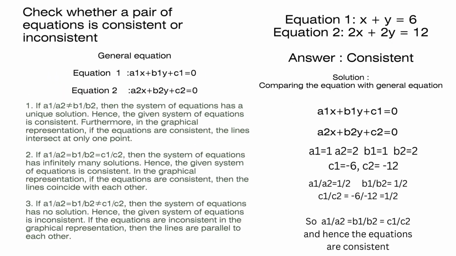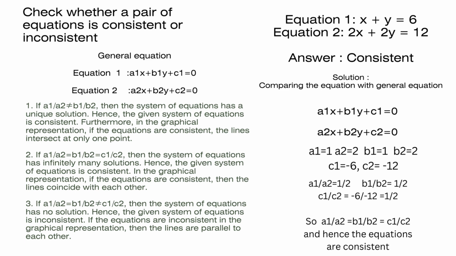Check whether a pair of equations is consistent or inconsistent. General equation: a1x plus b1y plus c1 equals 0, a2x plus b2y plus c2 equals 0. 1. If a1 divided by a2 is not equal to b1 divided by b2, then the system of equations has a unique solution. Hence, the given system of equations is consistent. Furthermore, in the graphical representation, if the equations are consistent, the lines intersect at only one point.